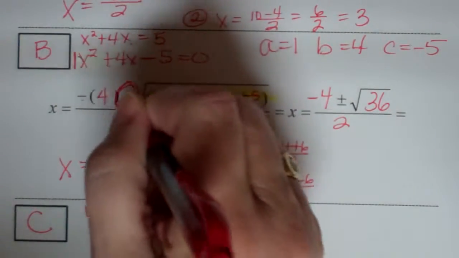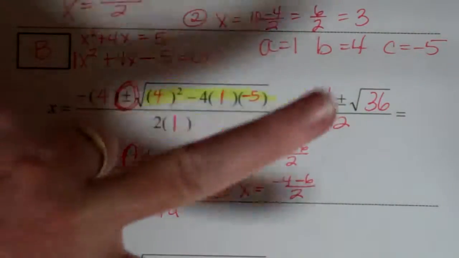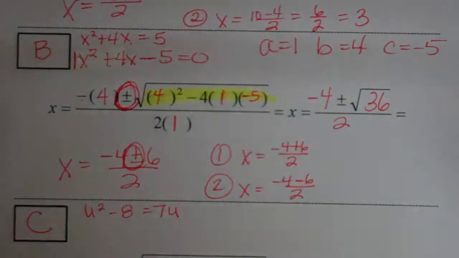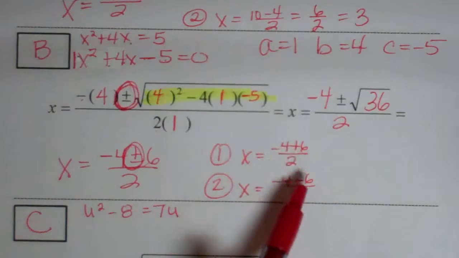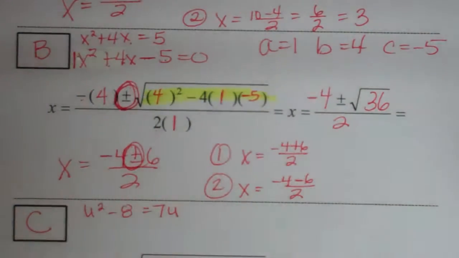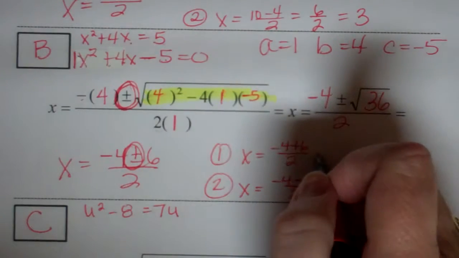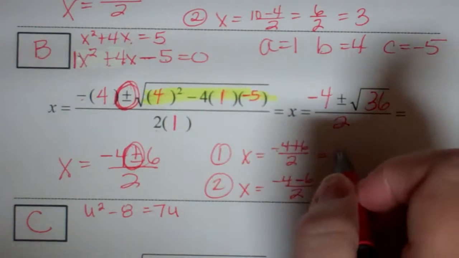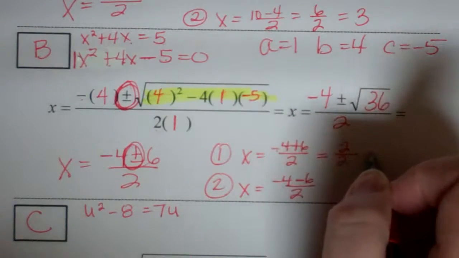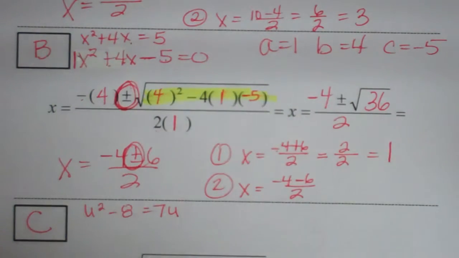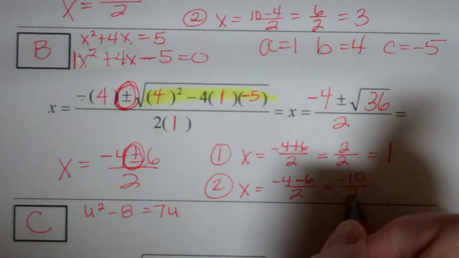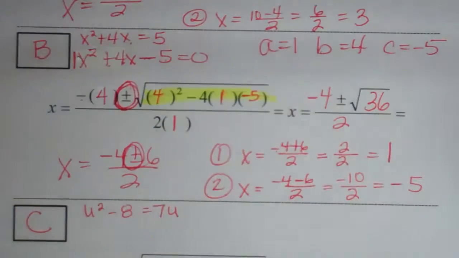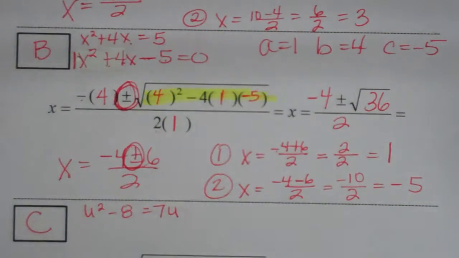Because this symbol right here is how I get two answers. There you go, two answers right there. There's the plus or minus. Plus or minus the square root, but we already did the square root. So now, in your calculator, or in your head, negative 4 plus 6 is 2, and 2 divided by 2 is 1. Negative 4 minus 6 is negative 10, and negative 10 over 2 is negative 5. Check those on your calculator if you don't believe me. I hope I'm right. Alrighty then.